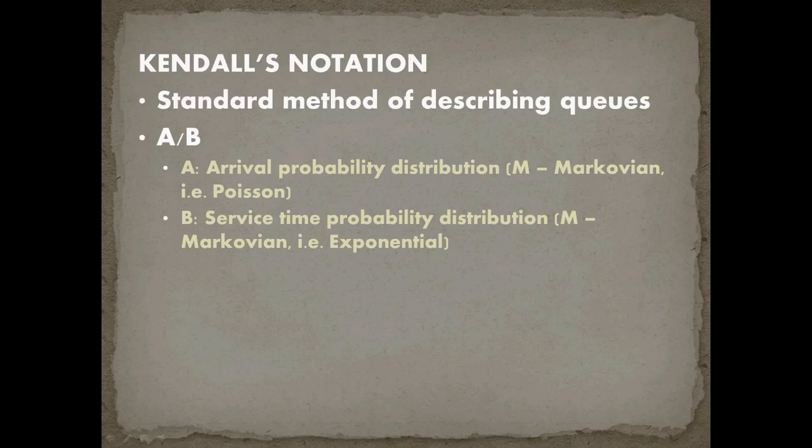So in this case, an M would mean that it's exponential. Once we've got our arrival and service, the third element we need to model queues is S, right? The number of servers. So with these three things, we have enough information that we can model any queue.